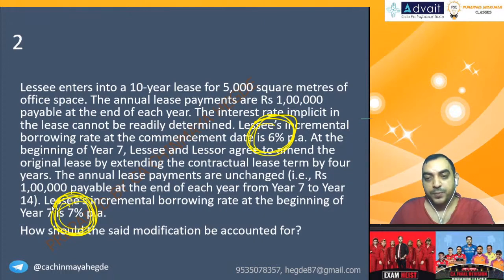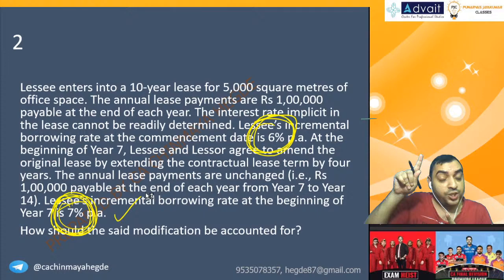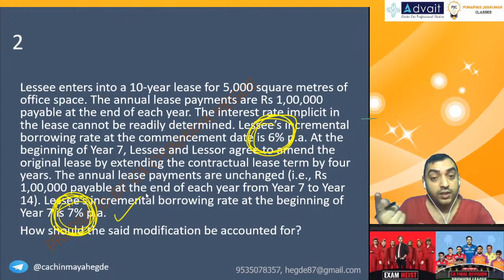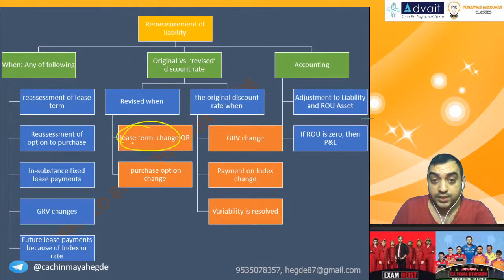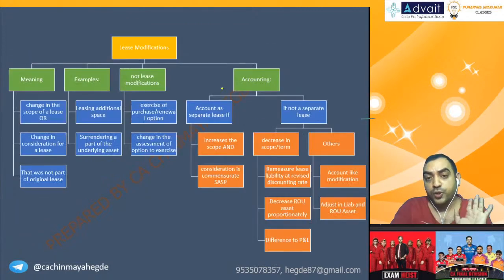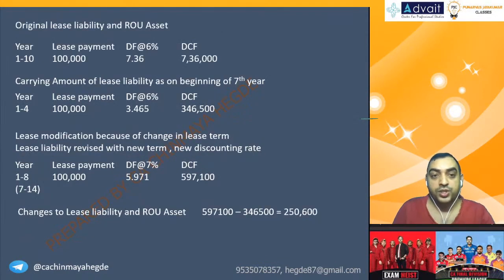Okay, 7%. People are getting it. And if this problem was lease remeasurement, then would you have used 6% or 7%? Lease term change, go back. If it was lease remeasurement, a lease term change means you would have gone for the revised rate only. But for these things, you would have gone for the original rate. I hope your point is clear. Let me give you the solution now.